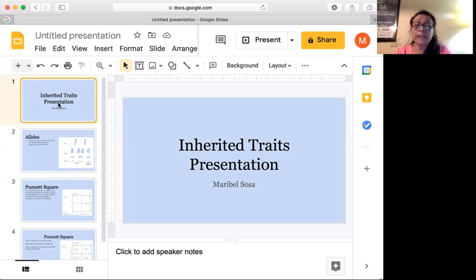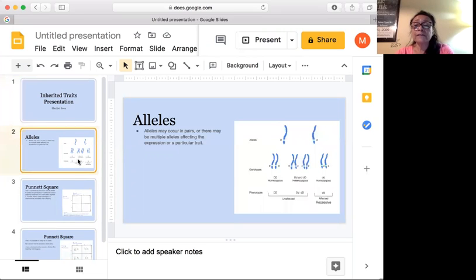What are inherited traits? Well, inherited traits are phenotypes, or features, that can be passed from one generation to another generation. Some examples of those inherited traits are our skin, our hair, our eye color, or the shape of our nose. These traits can be dominant or they can be recessive.